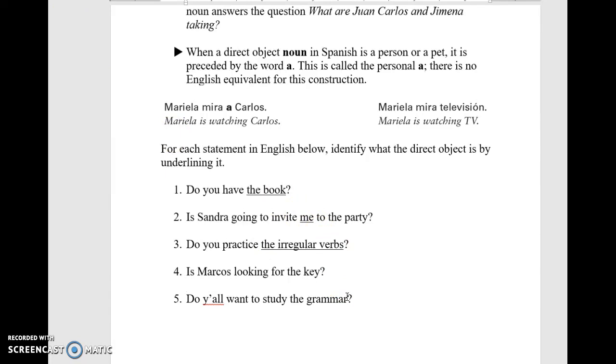Is Marcos looking for the key? So ask yourself, what is Marcos looking for? Okay, you want to ask the who or what. Do y'all want to study the grammar? So ask yourself, what do y'all want to study? The grammar. And so that would be your direct object in English.